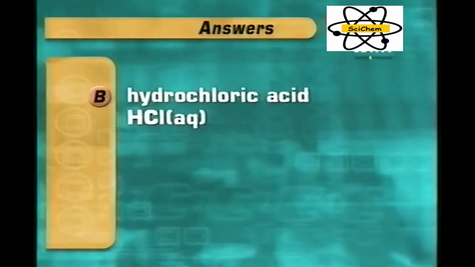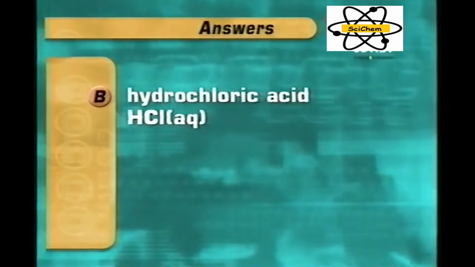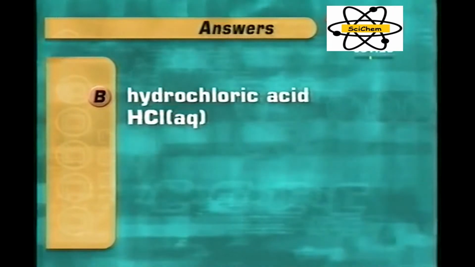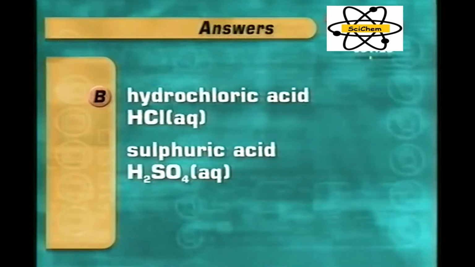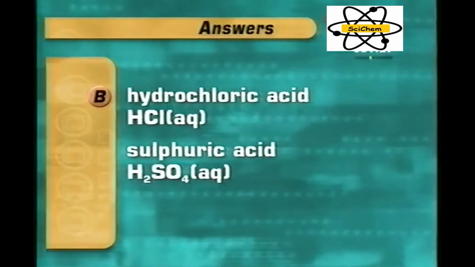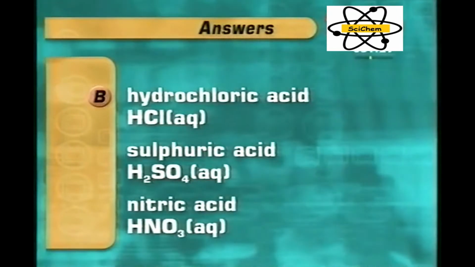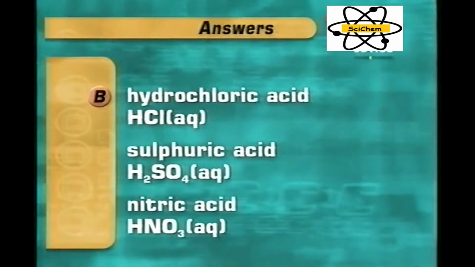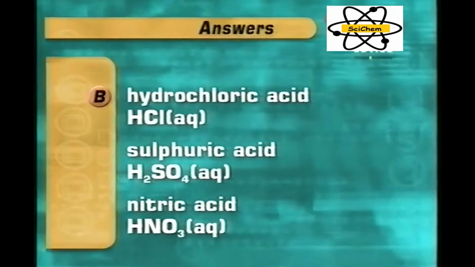The most common laboratory acids are hydrochloric acid, formula HCl, sulfuric acid, H2SO4, and nitric acid, HNO3. If you've thought of any other acids, be sure to check with your school notes that you're correct.